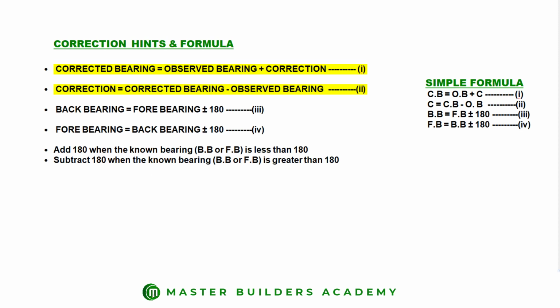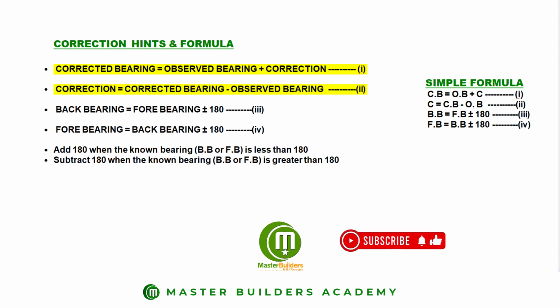While solving, we will be using what I call the simple equation. As you can see on this other side, I abbreviate the formula. CB is corrected bearing, which is equal to observed bearing plus correction, equation 1. Then equation 2 comes as C is equal to CB minus OB. Then BB stands for back bearing, FB stands for forebearing, as the case may be. So while solving problems on effect of local attraction, we will be using this simple formula. I hope you understand all that I have explained so far.